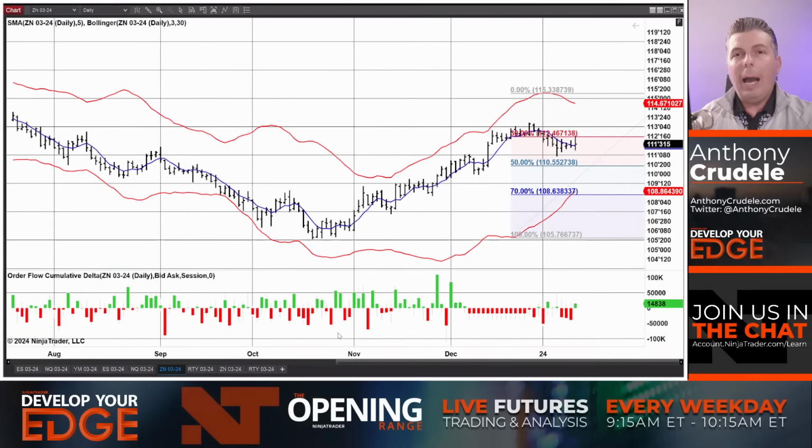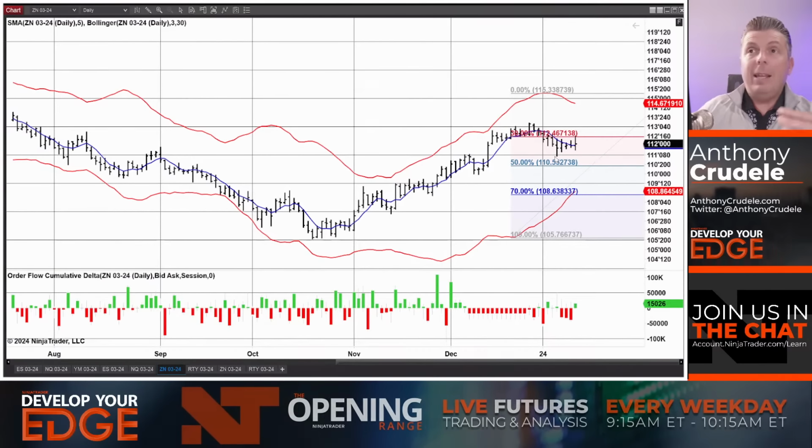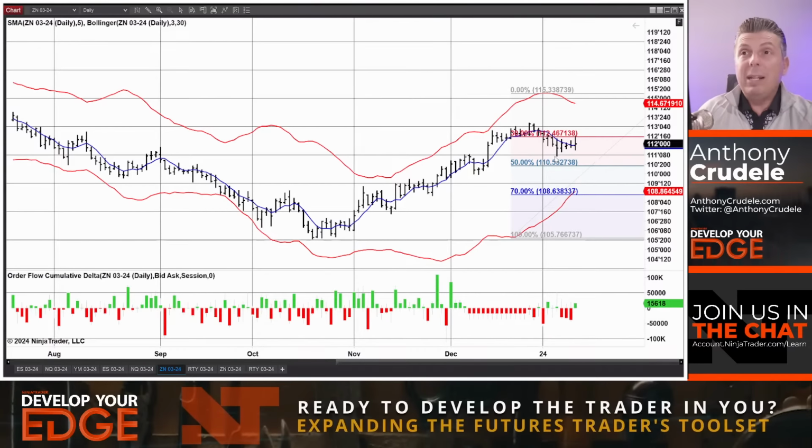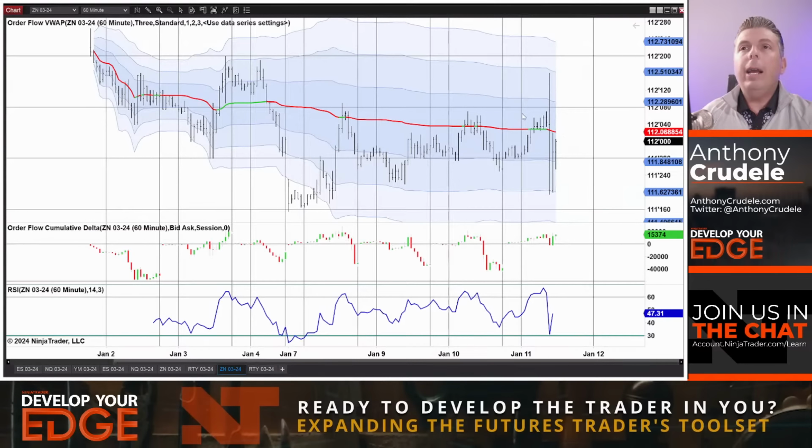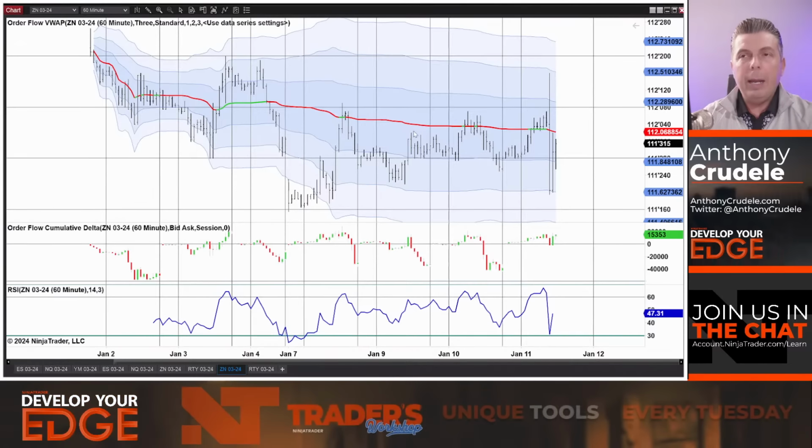So I go to my confirmation. I see this on the daily, and when you look at the daily, it almost blends into the day. You're like, okay, what's going on here, right? Then what I do is, so that's my strategy. Then I go and look at my confirmation indicators. This is my shorter time frame. This is just a 60-minute.